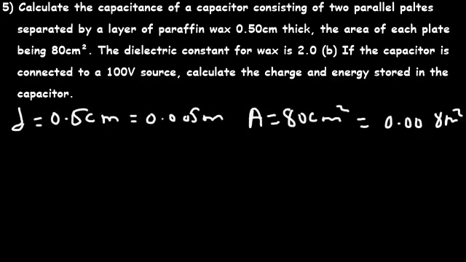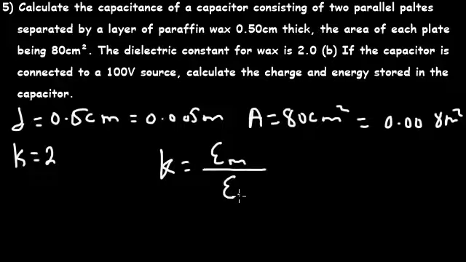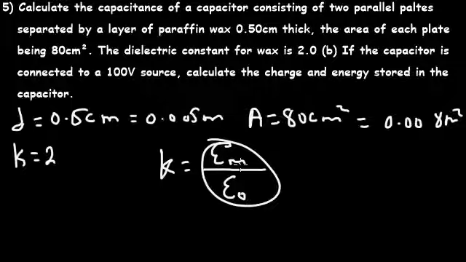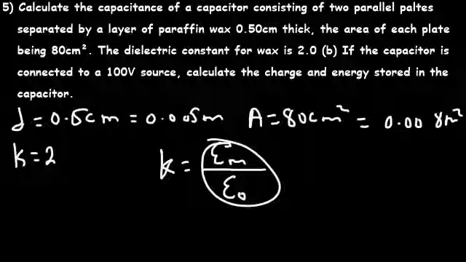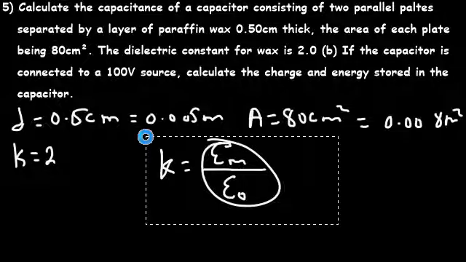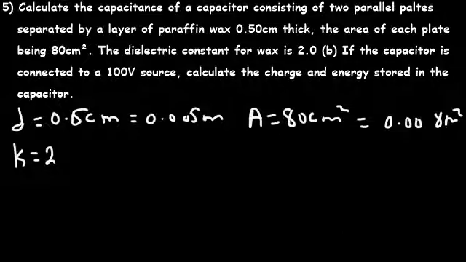Now we have the dielectric constant of the wax. That's simply 2. So the value of K is simply 2. It's unitless. If you could recall, I said K is equal to the permittivity of the material divided by the permittivity of free space. If these two things have the same units, they will cancel out and the dielectric constant will be unitless. That's it. So that's just 2.